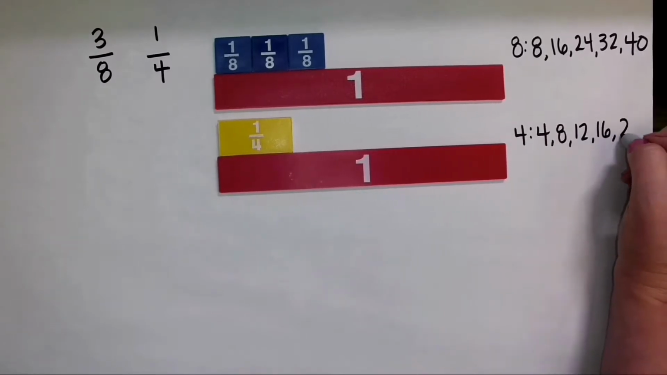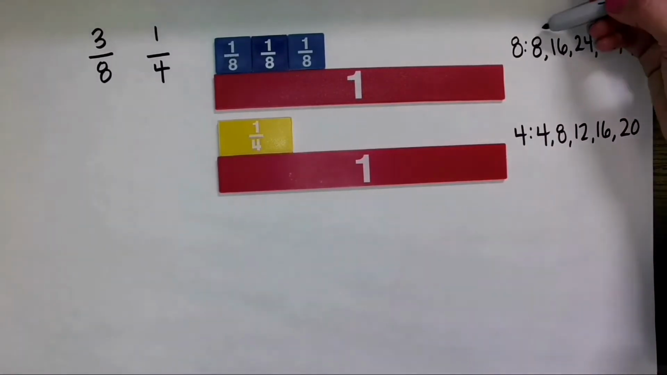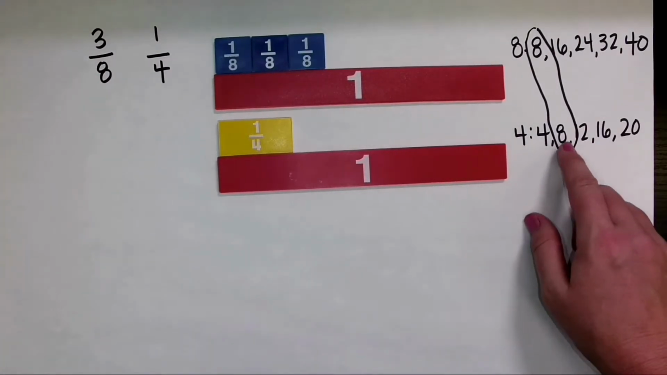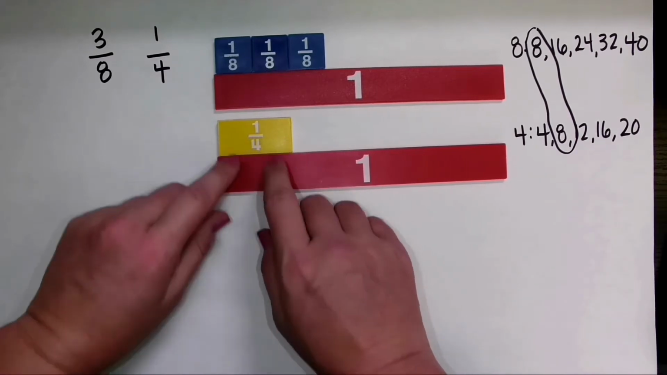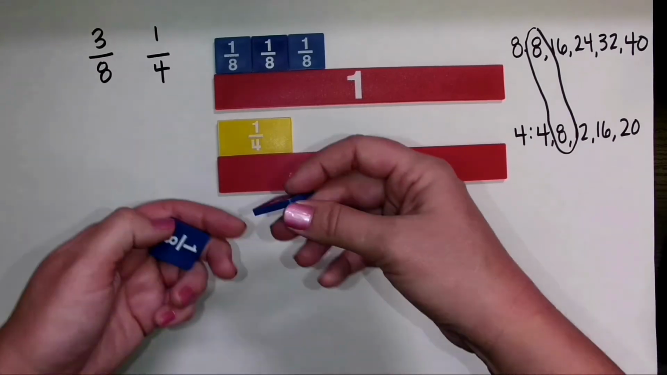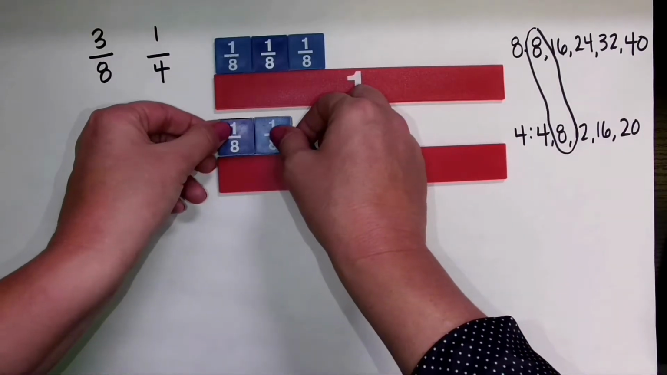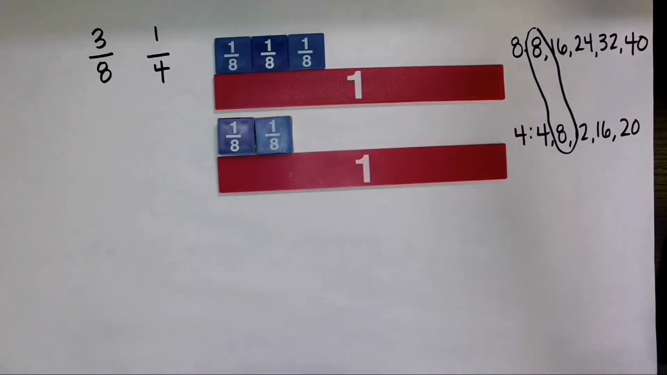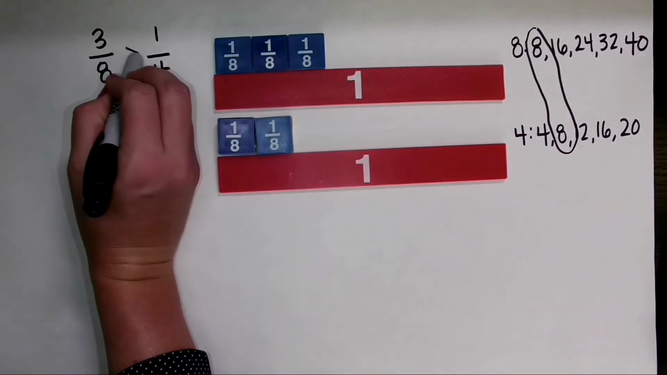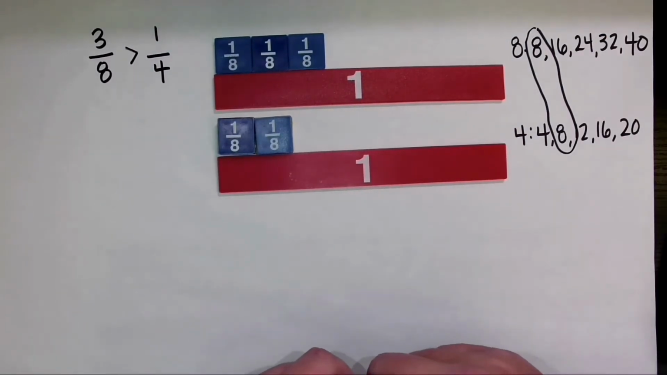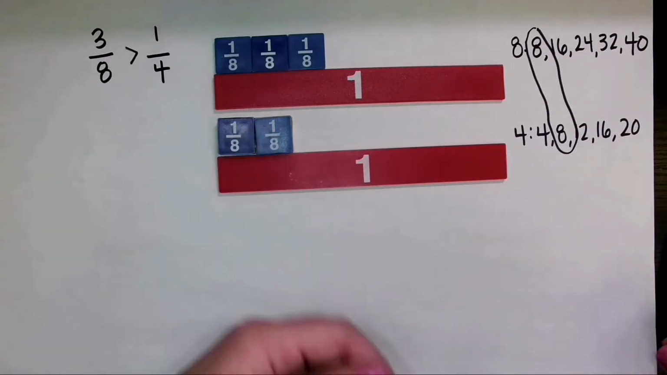Now, as I look at these multiples, the least common multiple that I see between fractions with a denominator of 8 and fractions with a denominator of 4 is 8. So that means I need to take this 1/4 piece and I need to divide it into 1, 2, 1/8 pieces. So now I can just place those right there on top, and then it's super easy to see that 3/8 is greater than 1/4. And I'll go ahead and put in my greater than sign, or my inequality symbol, to show that 3/8 is greater than 1/4.